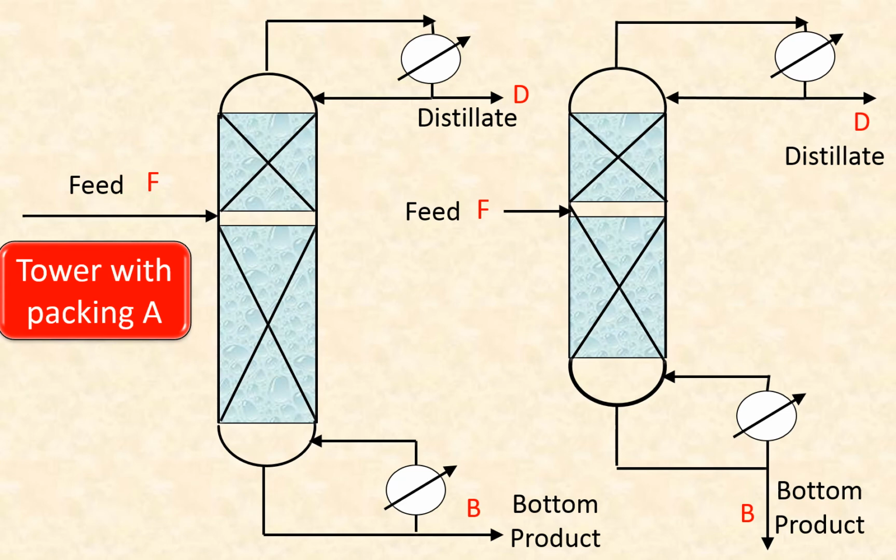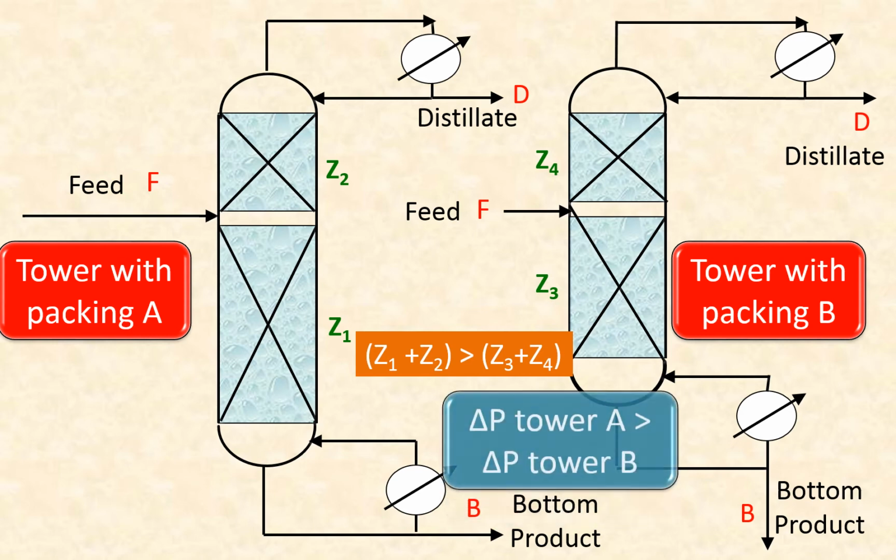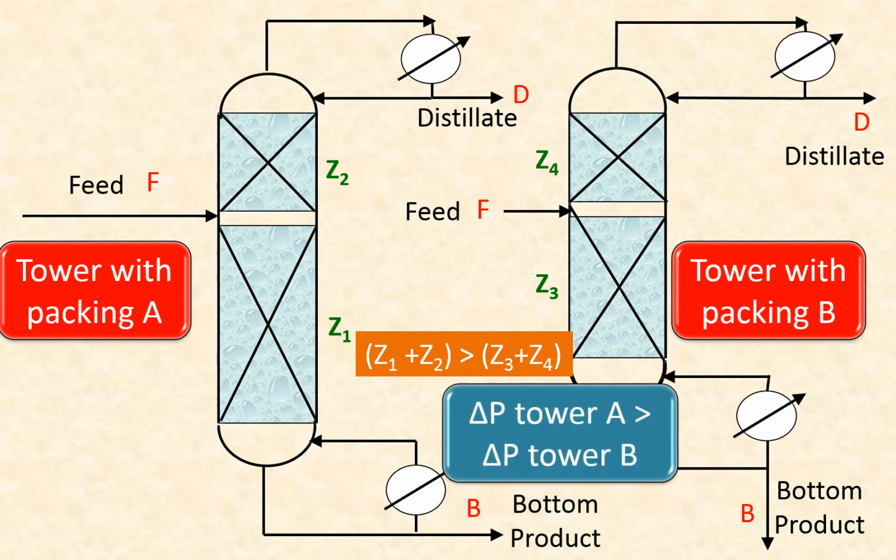This figure illustrates two distillation columns filled with two different packing materials A and B. Tower A has a packing height of Z1 plus Z2. Tower B has a packing height of Z3 plus Z4. The height of packed tower A will be greater than packed tower B. Hence, delta P of tower A will be greater than delta P of tower B.